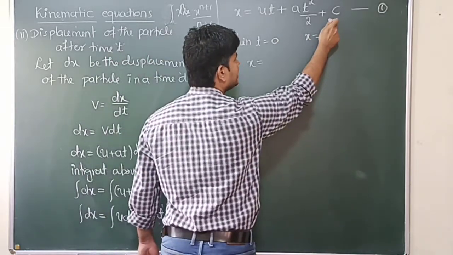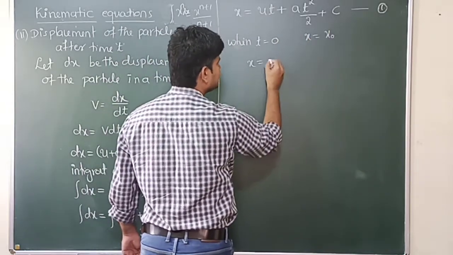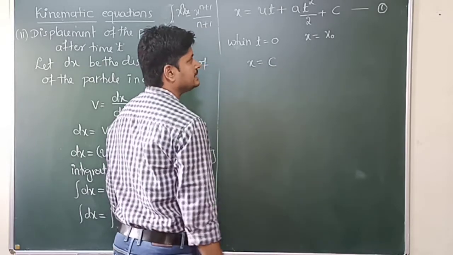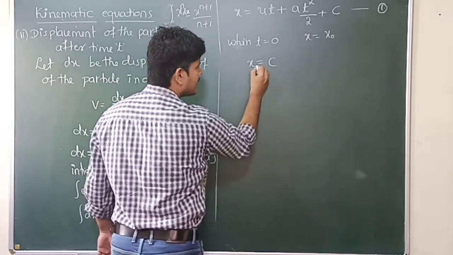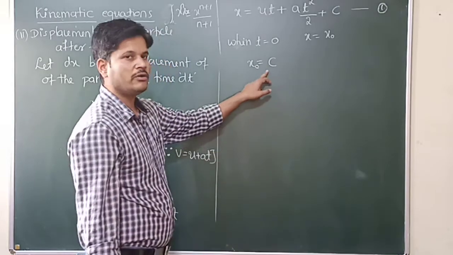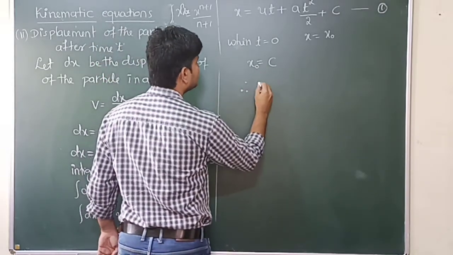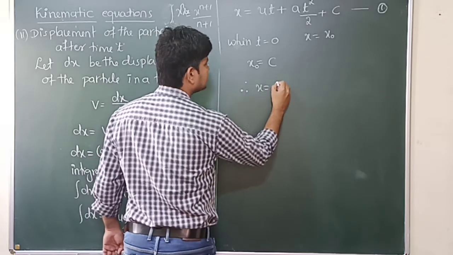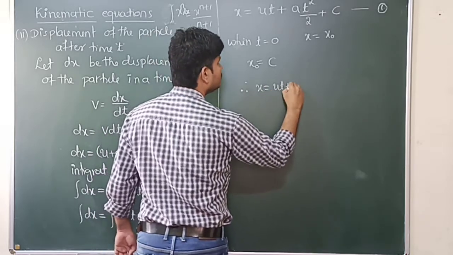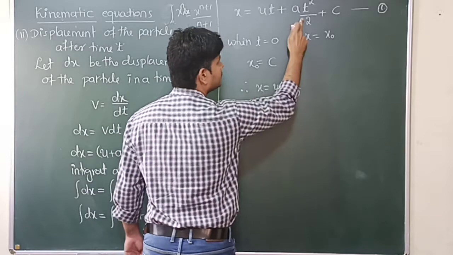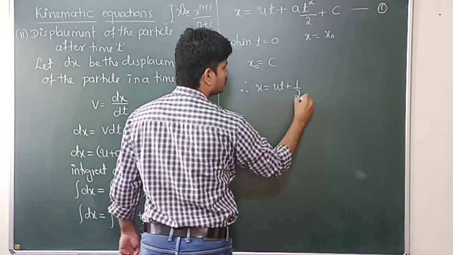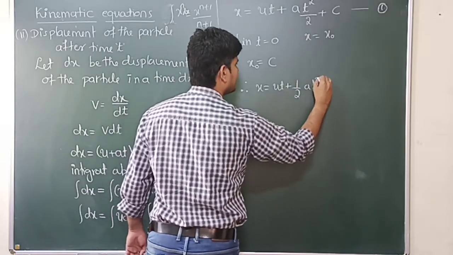The value of c, keep it as it is. The value of x is what? x naught. Now we got the value of c. Therefore, x is equal to ut plus, first I will write this as 1 divided by 2 into a t square.